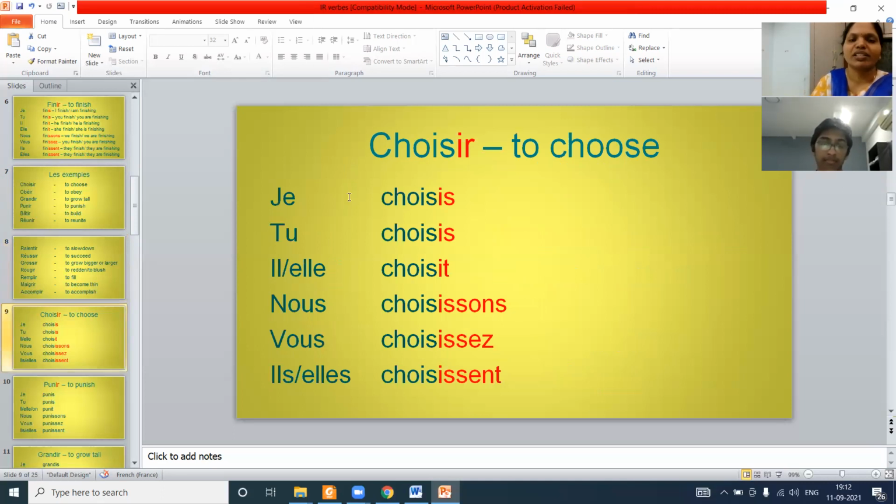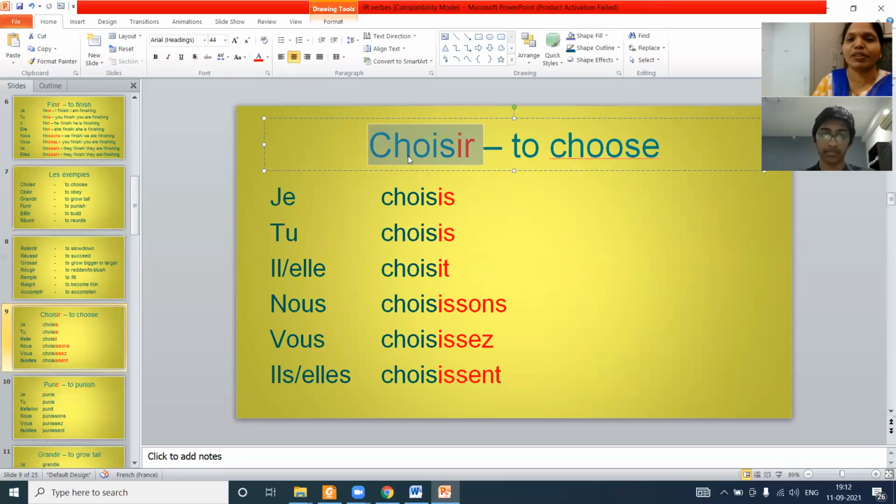See, choisir: je choisis, tu choisis, il/elle choisit, nous choisissons, vous choisissez, ils/elles choisissent. Here the S is silent in the main verb. Je choisis, I choose, I select. Tu choisis, il choisit, elle choisit. Nous choisissons, vous choisissez, ils choisissent, elles choisissent. D'accord? Okay.